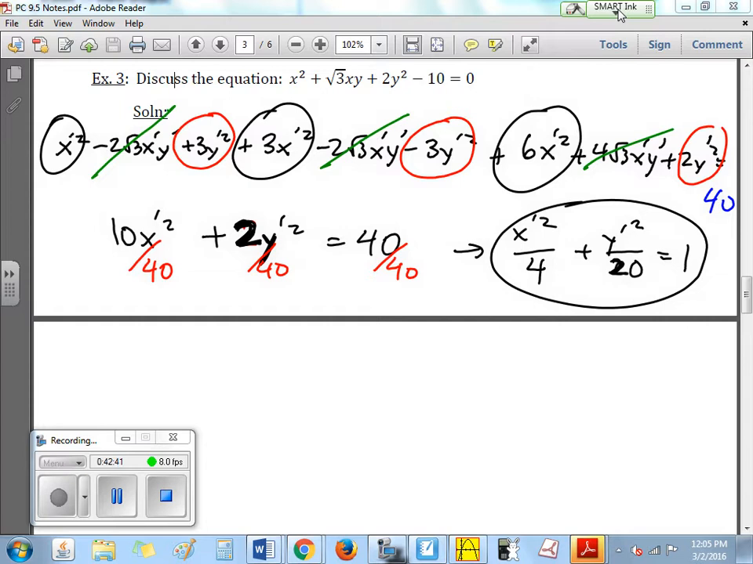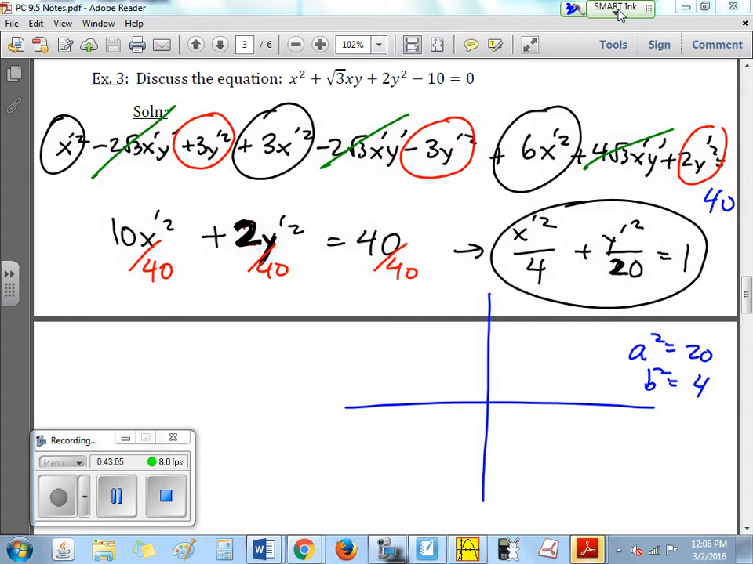Okay, so what kind of ellipse is it? Tall or wide? Tall, good. So it's a tilted tall ellipse. Okay, let's draw a non-tilted one. It would be tall. What would be the a squared? 20, and b squared would be what? 4. Okay, so that means that it would hit radical 20 on the y-axis and negative radical 20, and then it would hit negative 2 and positive 2 on the x-axis. And your ellipse would look something like this.